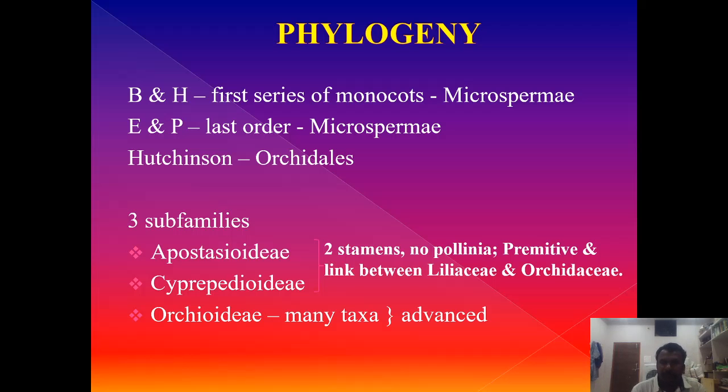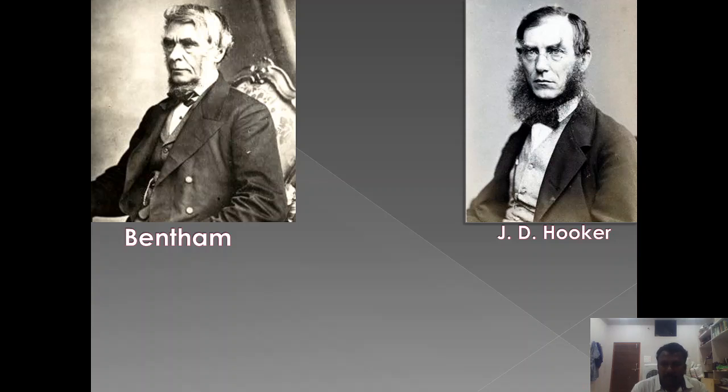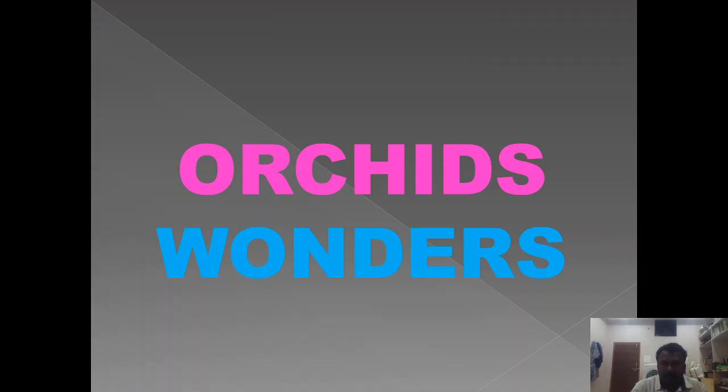Phylogeny: Bentham and Hooker kept this under Microspermae, the first series of monocots. Engler and Prantl kept this under the last order, Microspermae. Hutchinson kept this family as Orchidaceae. Now, these two are Bentham and Hooker.